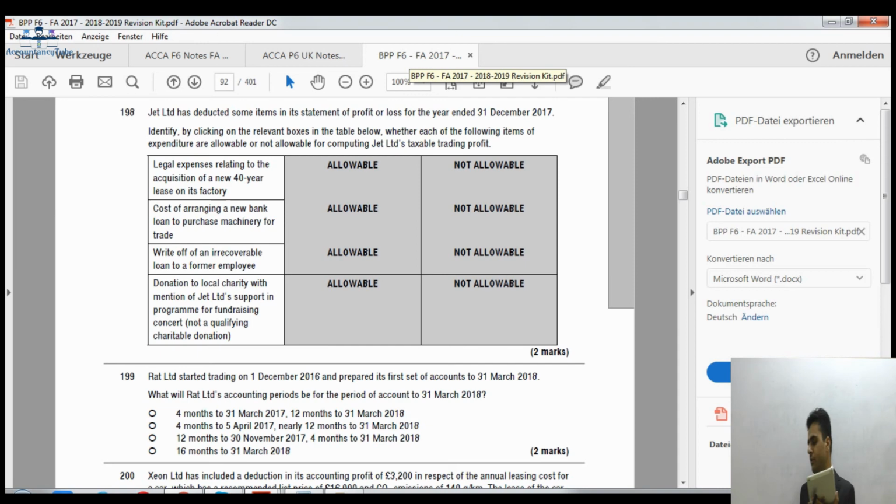Right. Now, as you can see on your screen as well, just read this question. It says that RAT Limited started trading on 1st of December 2016 and prepared its first set of accounts to 31st of March 2018. Right, so it started trading on 1st of December 2016. However, it made its accounts to 31st of March 2018, which means it's more than 12 months. Now he's asking how we will make its accounts. All right, so there are different options given to us. So what would be the right answer? Could you please tell me?